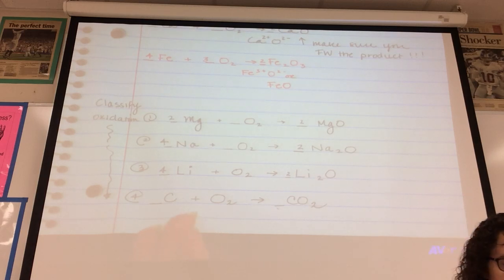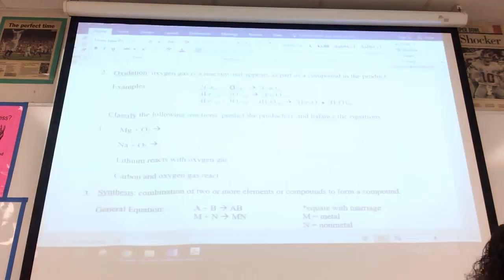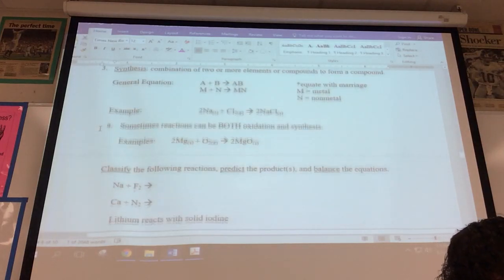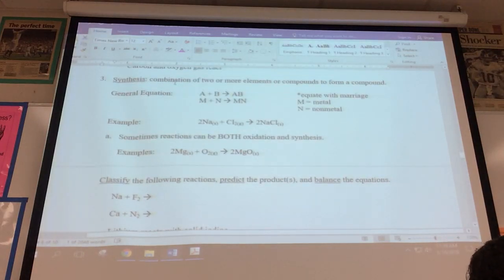Oxidation reactions are actually a specific class of synthesis reactions. In a synthesis reaction, you are going to combine two elements or more than two elements or simple compounds to form a compound that's more complex than what you started with. For your purposes, I'm going to keep it really simple, where if you're asked to predict, you'll simply be combining two elements to generate a compound.